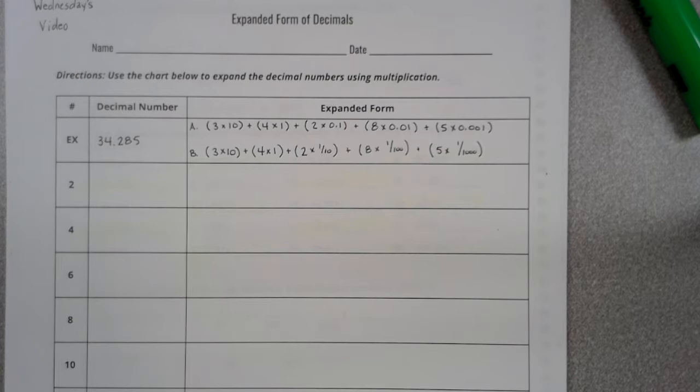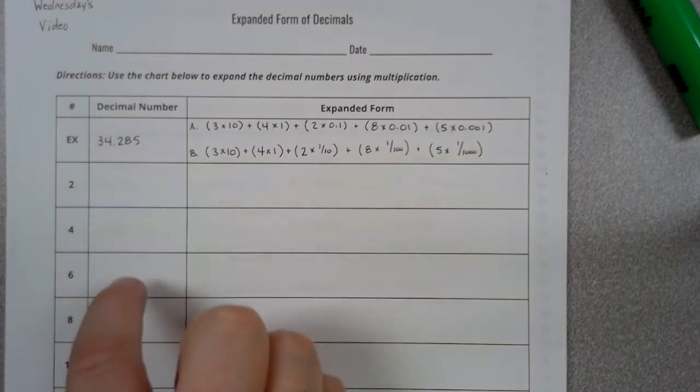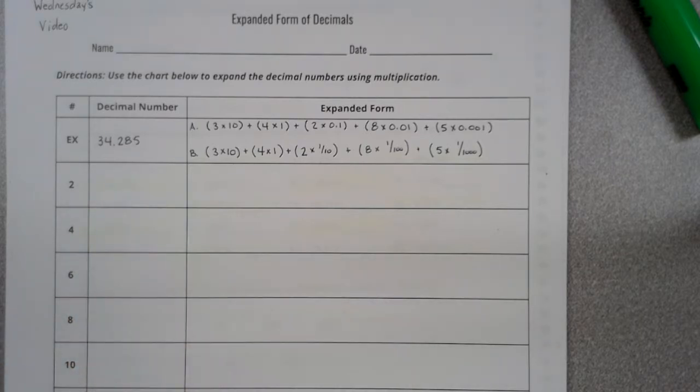Okay, choose one. Or if you want to be crazy, there are 1, 2, 3, 4, 5, 6, 7, 8, 9, 10 problems. Do 5 as decimals and 5 as fractions. So let's do a few together.